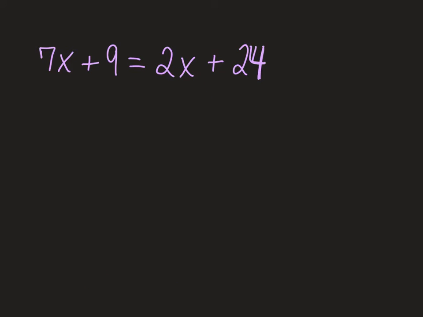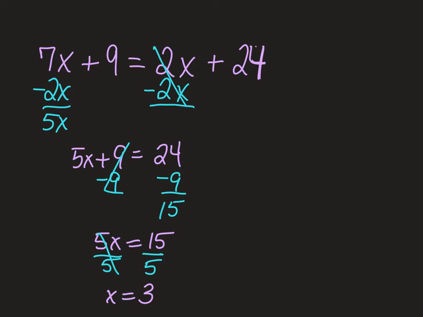All right, you try this one. This is 7x plus 9 equals 2x plus 24. Work it out by yourself. Push pause, work it out, push play and see if you're right. I'll give you a hint. Your first song is to subtract 2x from both sides.